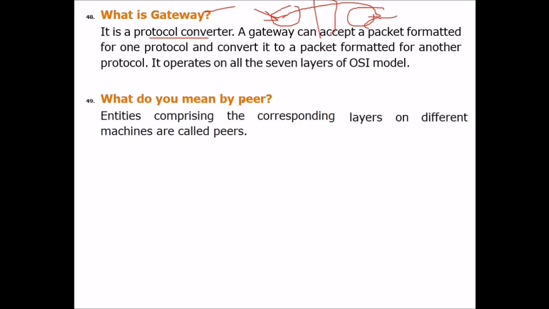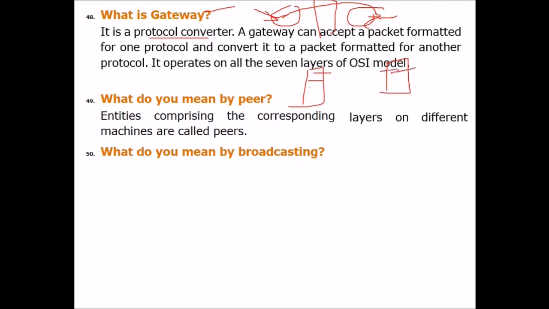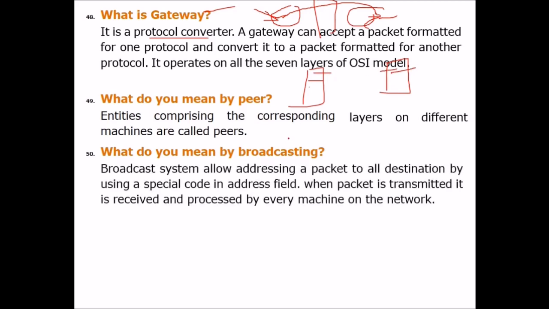What do you mean by peer? Entities comprising the corresponding layers on different machines are called peers. Okay, like in this, this is one device, this is one network, this is one network or machine. Now this application layer is there. So these are peers.